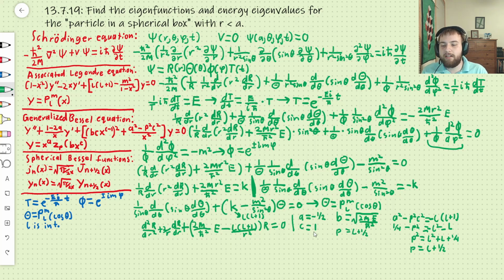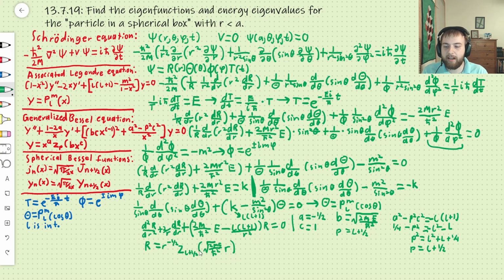So that means that the solution to this function, r, is equal to r to the negative 1/2, z, p is L plus 1/2. Remember that L has to be an integer, so this always has a 0.5 at the end of its decimal. And then b is equal to that thing, the square root of 2m e over h bar squared, and then r to the c. C is 1. This is not x, this is r.